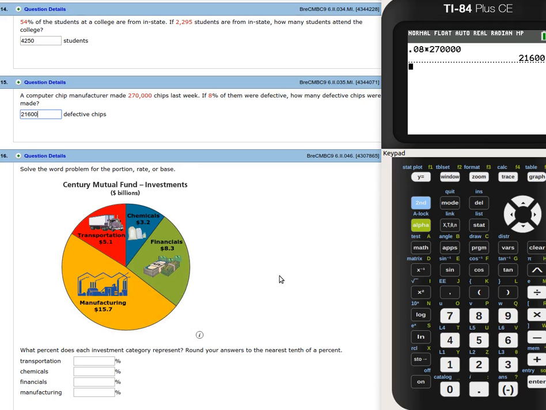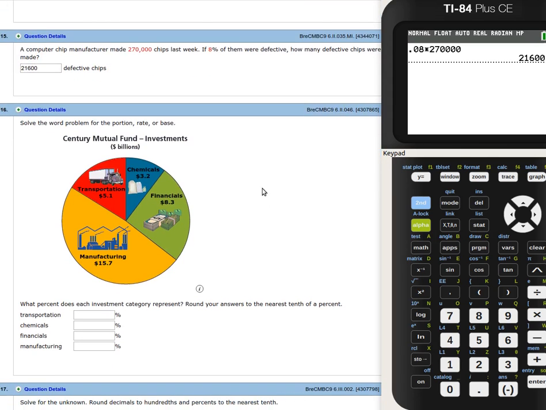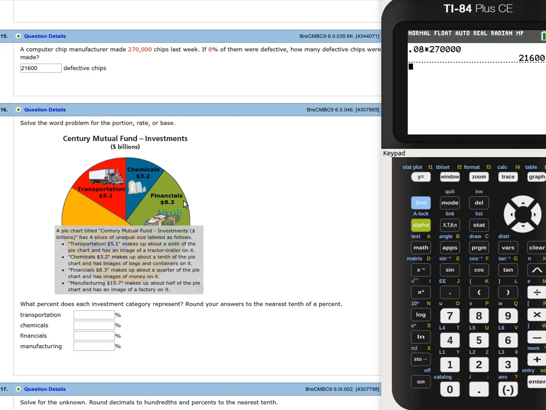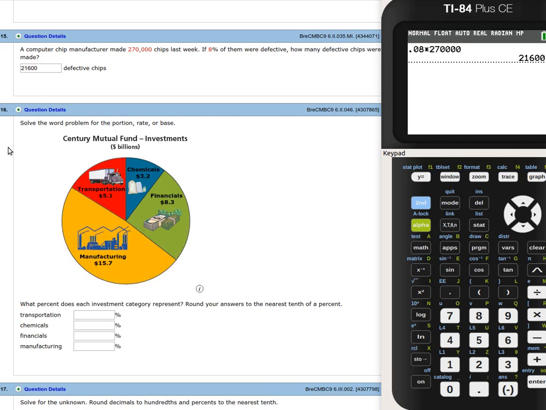And now we're looking at number 16. We have this very nice pie chart. We're looking for portion, rate, or base, whatever the case may be. It says, what percent does each investment category represent? Round your answers to the nearest 1/10 of a percent. So here we have this pie chart, and we have some alt text for accessibility purposes, but right here it's talking about Century Mutual Fund.